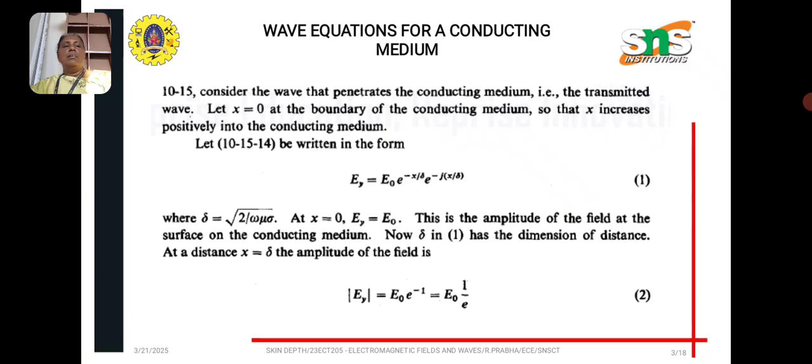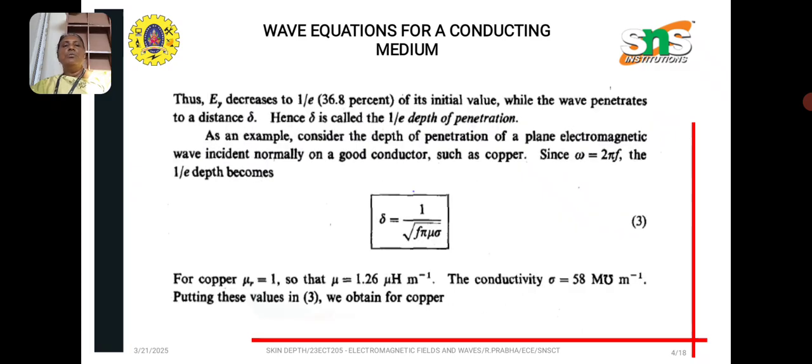Now, del has the dimension of distance. So, at a distance x equal to del, the amplitude of the field becomes E naught e power minus 1. And e power minus 1 can be written as 1 by e. Then the electric field Ey is equal to E naught into 1 by e. So, Ey decreases to 1 by e, that is 36.8% of its initial value, while the wave penetrates into the distance del. And this del is called skin depth or depth of penetration or 1 by e depth of penetration.